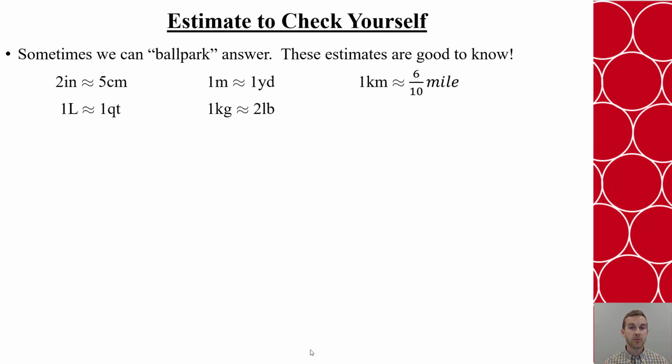It is helpful to also recognize how to ballpark or estimate some of those values so that if we don't need an exact number, we can say we're pretty close and we're okay with that. Some common ones are the recognition that 2 inches is about 5 centimeters, a liter is about a quart, a meter is about a yard, a kilogram is about 2 pounds, and 1 kilometer is about 6/10 of a mile.